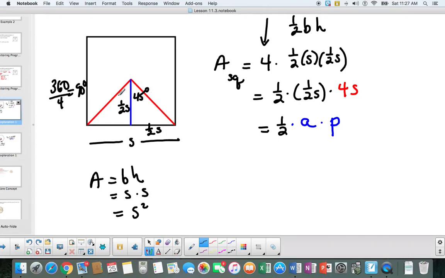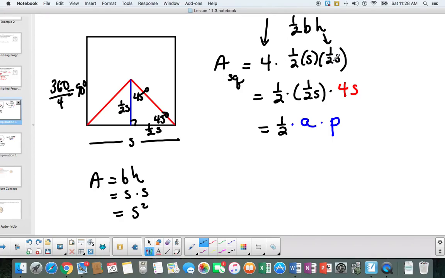Now this is an isosceles triangle, so I know this part will be 1/2 the side, and because this is a 45, 45, 90 triangle, I know this is also 1/2 S. So this part right here is the height, 1/2 S.